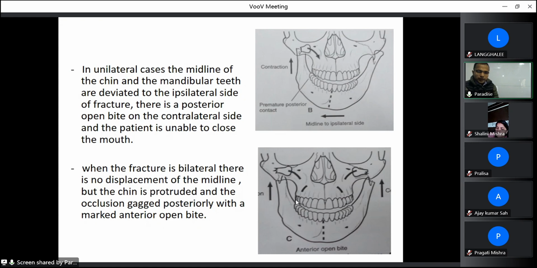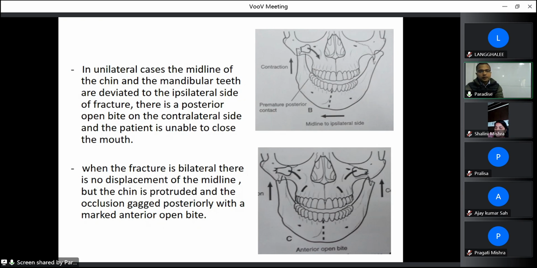There will be bilateral premature contact in the molar region, so it will lead to anterior open bite. The midline will not shift to any side. There will be anterior open bite, with premature contact bilaterally, and ramal height will be decreased on both sides. So it's easy to identify whether it is a unilateral fracture or a bilateral fracture.